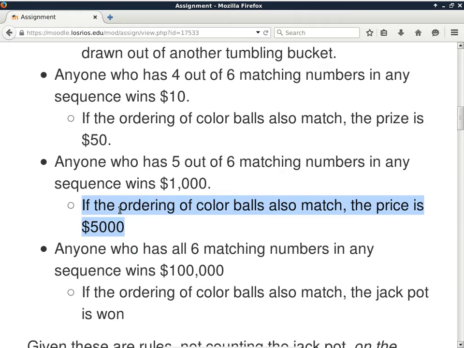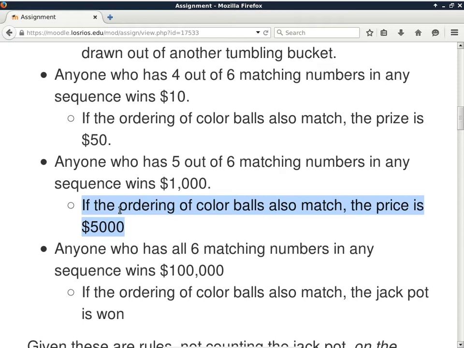Okay, so let's say this is the actual winning draw. If my ticket is 1, 5, 10, 11, 23, and 25, and the color sequence that I pick is just RGB, then this is a $1,000 win. Because my color combination is not matching, but 5 of my numbers are matching the winning number. Is that making any sense? Now, on the other hand, if I pick the colors also correctly in the right sequence, then I win $5,000.